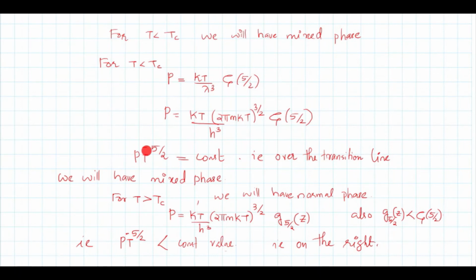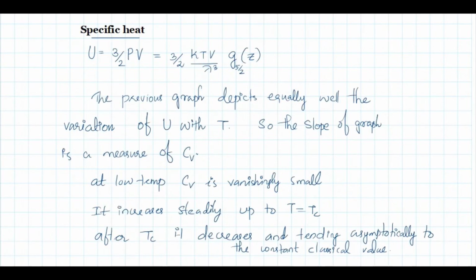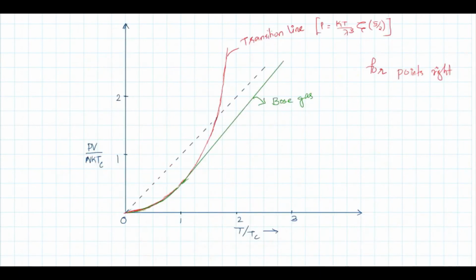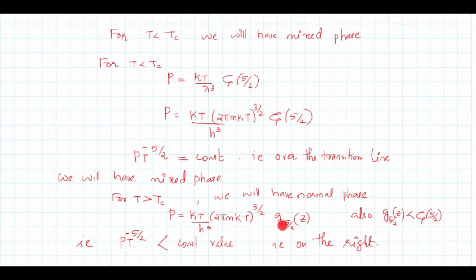If you consider this with the graph, then for getting a value less than this constant value, either P should decrease or T should increase. That is, in this graph, P decreasing means the right side of the transition line, or T increasing means also the right side of the transition line. The left side of the transition line is not allowed, because g 5 by 2 of z is always less than this constant value. On the transition line you have the mixed phase, and the right side is normal phase alone.